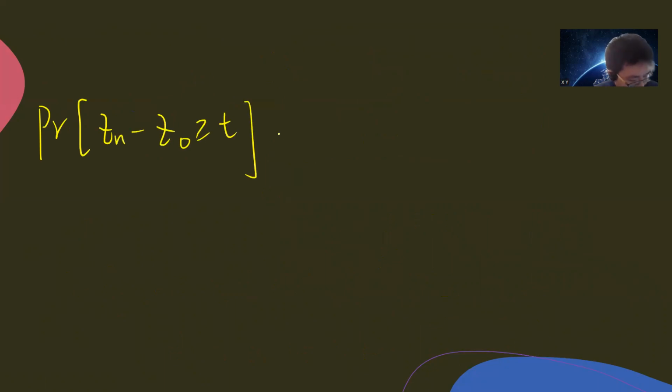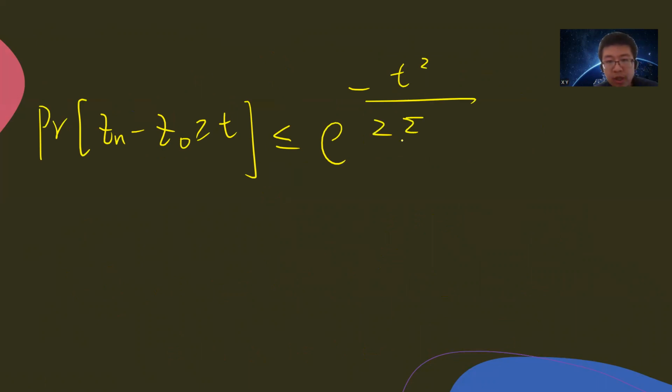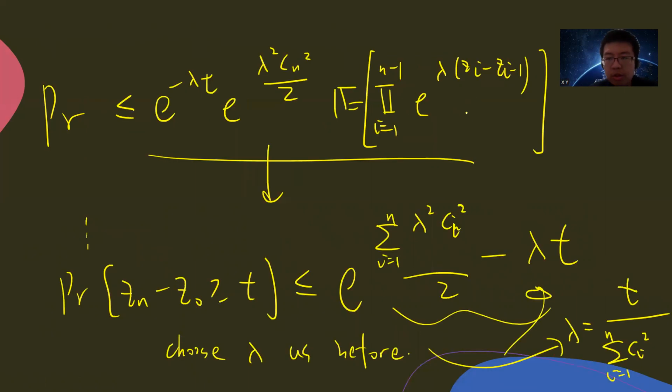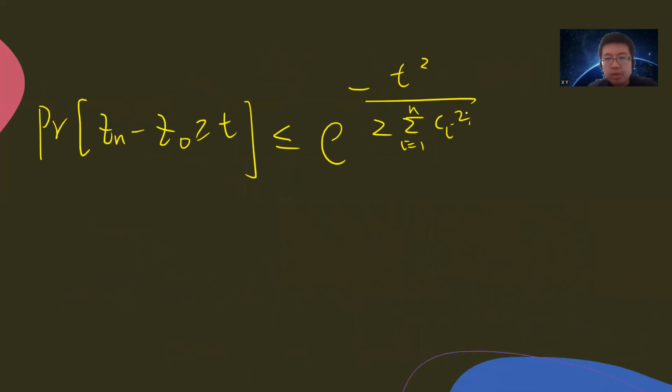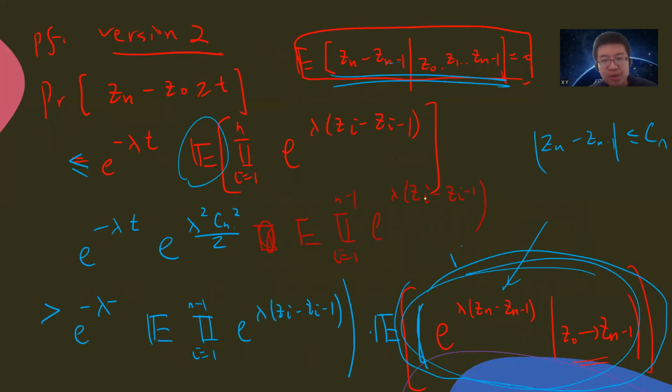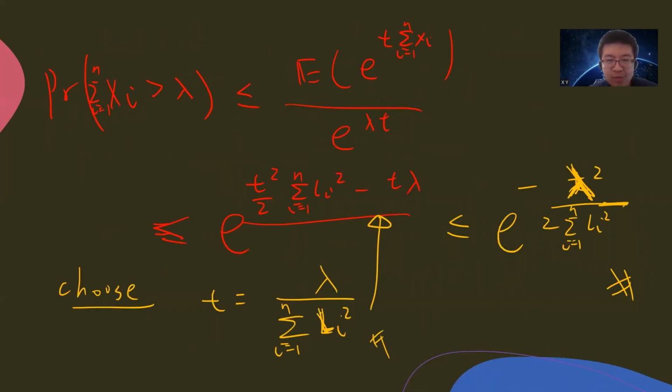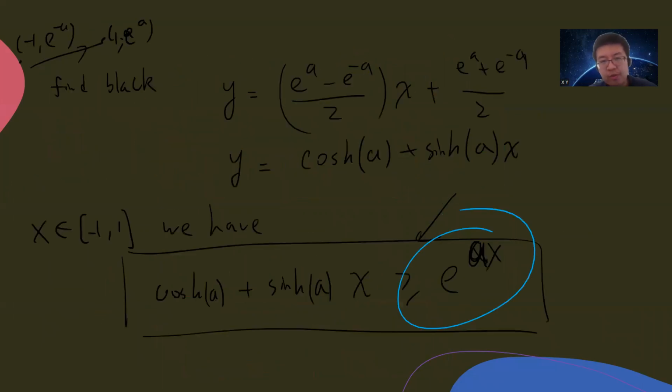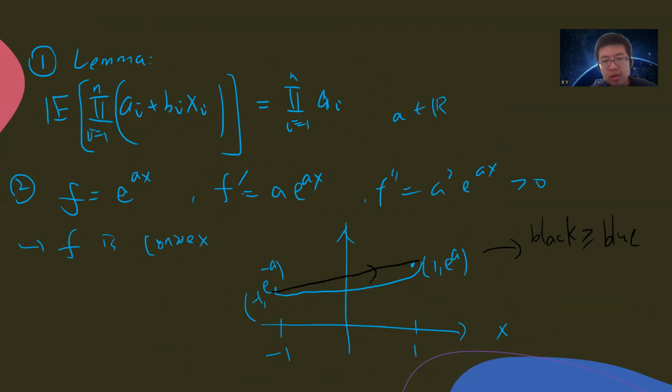Your final result is that the probability of Z_n minus Z_0 greater than or equal to t is at most exponential of negative t squared divided by 2 times the sum from i equals 1 to n of c_i squared. This is the result. It's very difficult; this kind of proof is painful, you need to do a lot of things. So these are two versions of the Azuma inequality: one where you don't use martingales, and one where you need martingales. And two kinds of proof.